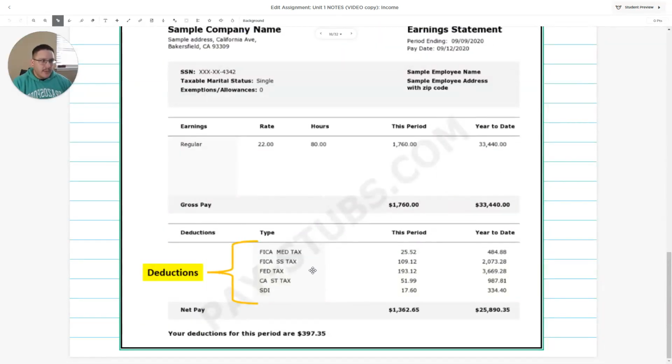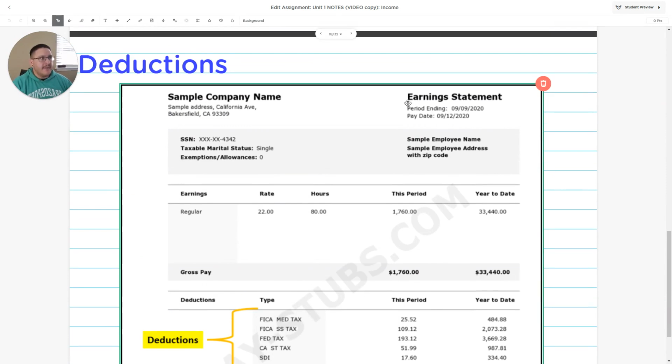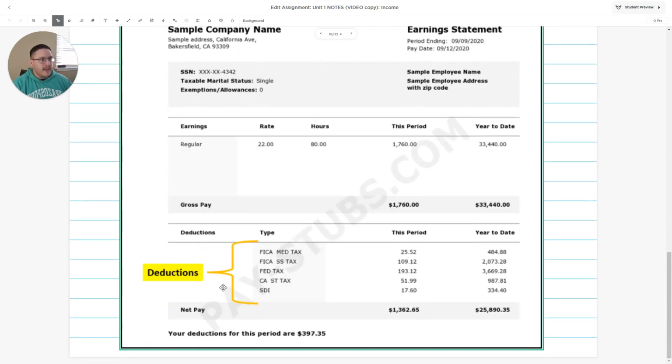So here's some examples of some deductions. We have an earnings statement and the following deductions like Medicare, Social Security, federal income tax, state income tax if your state has one, and I don't know what SDI is in this example, but it could be insurance. All these deductions get taken out of your paycheck so that your tax will be less. Your tax burden will be less whenever you go and calculate them.